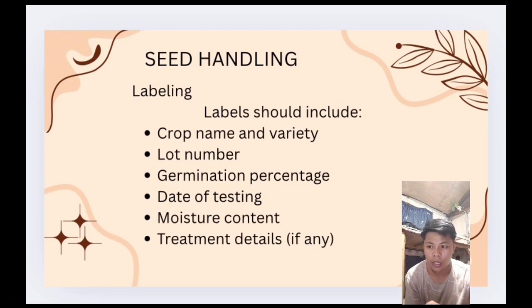So next is kaning sa date of testing. When the seeds were last tested for quality of germination. Then sa moisture content, the percentage of water in seeds which affects storage life and quality. Then treatment details is information on any chemical or biological treatment applied to the seeds. Example ani is kaning fungicide or insecticide.